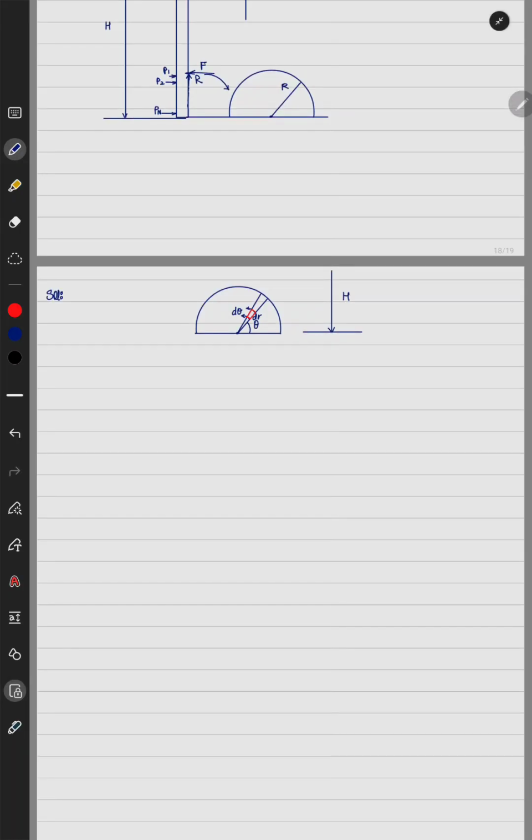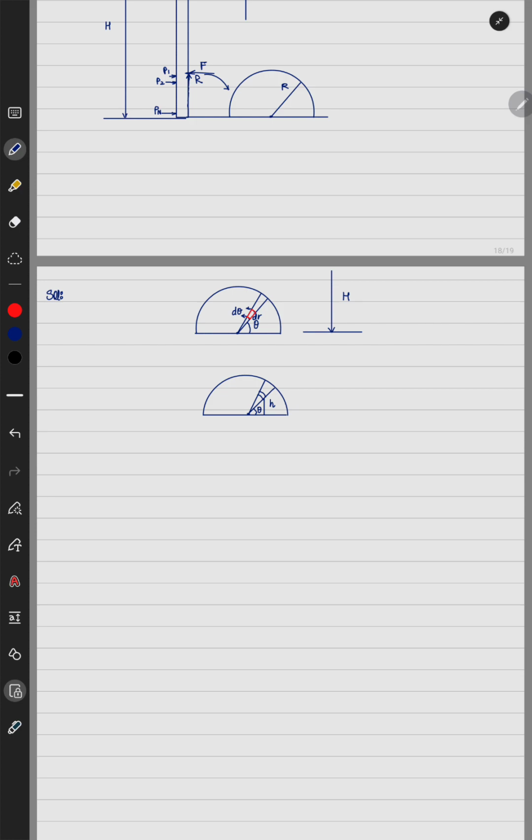Now let me again draw this. This radius is given by capital R. We have taken this element, a differential element which has an angle d theta, and its length is dr. If I want to find the height of this particular element from the bottom, because I know the depth of the bottom, this height h, with angle theta, then I would be able to find the depth of this element.